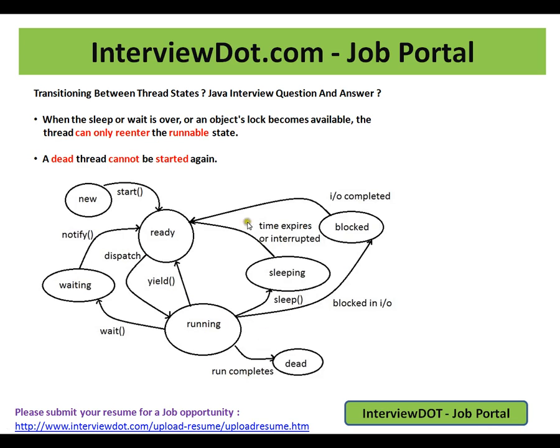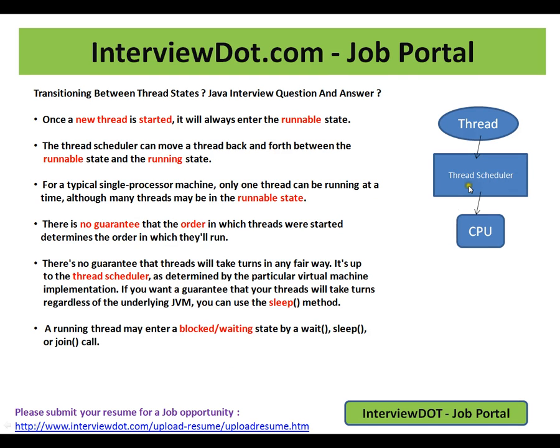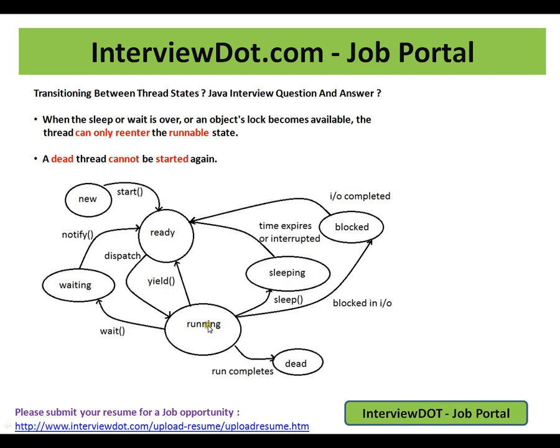Okay, last two points. When the sleep or wait is over, you should not assume that it comes back to running. No, never. From running state it goes to sleep state, then it goes to ready. That means, boss, I have completed my sleeping timeout, I am ready to run. It goes to runnable state. It's up to the thread scheduler to make it run. So when the sleep or wait is over, or an object's lock becomes available, which it was waiting for, the thread can only re-enter the runnable state. Please remember, the thread can only re-enter the runnable state.